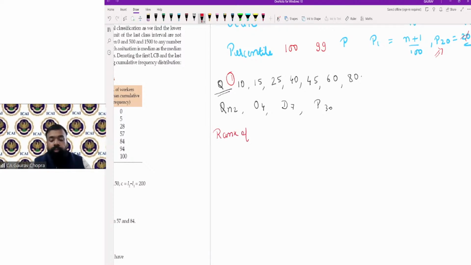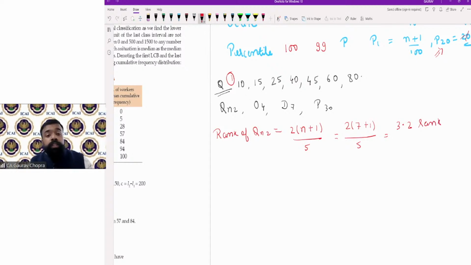Rank of Qn2. Now, what is the rank of Qn2? It will be 2 into n plus 1 upon 5. Now, what is the value of n? You can count. So 2 into 7 plus 1 upon 5. So 16 upon 5 is giving how much? 16 upon 5, it is 3.2. So 3.2 is the rank of second quartile.